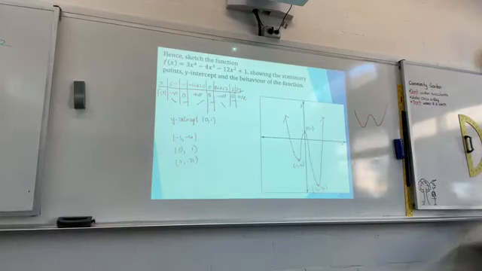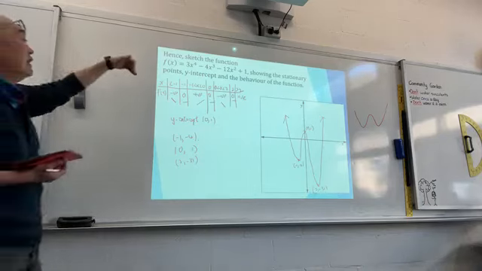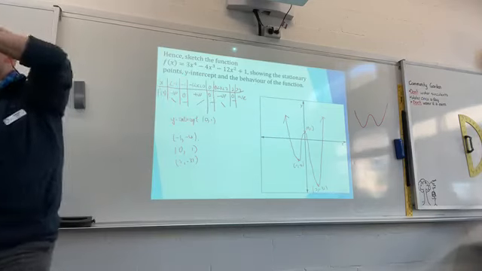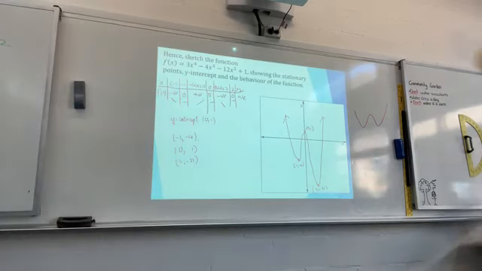Can you all see how I've done it? How I've used your calculus technique, finding the gradient before and after the stationary point to see which one is negative, which one is positive, and hence sketch the graph.